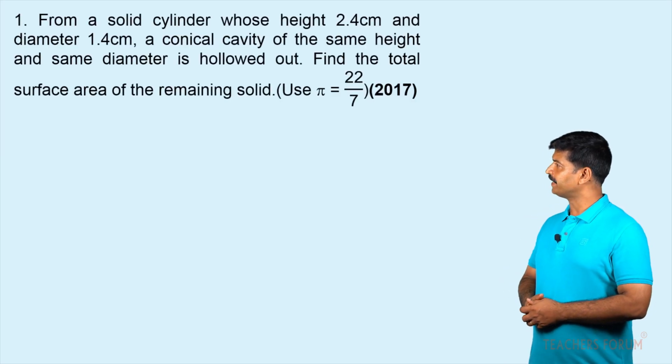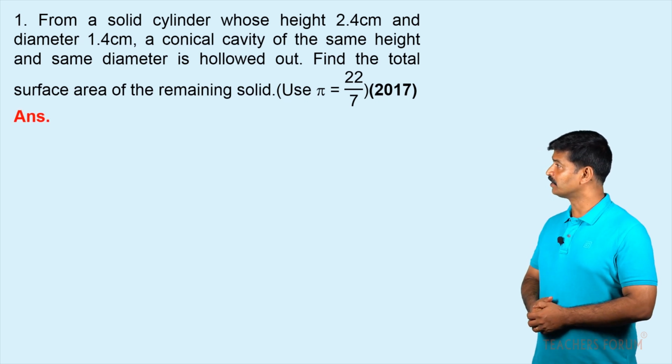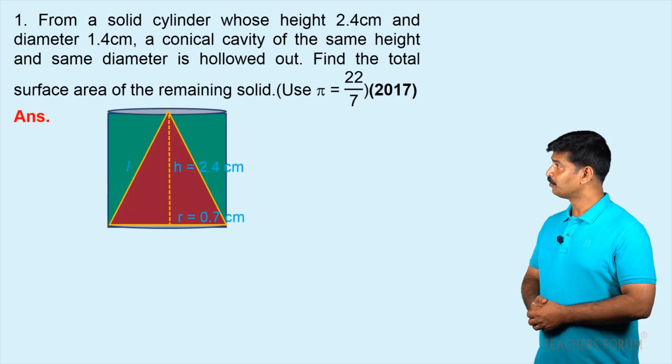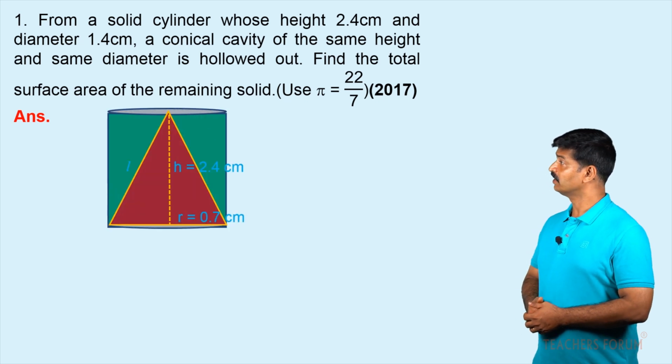Let's read the question now. From a solid cylinder whose height is 2.4 centimeter and diameter 1.4 centimeter, a conical cavity of the same height and same diameter is hollowed out. Find the total surface area of the remaining solid.